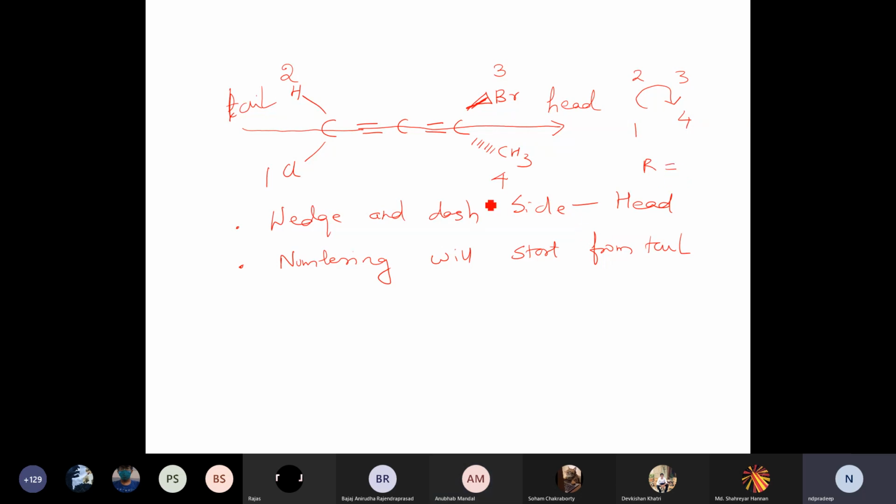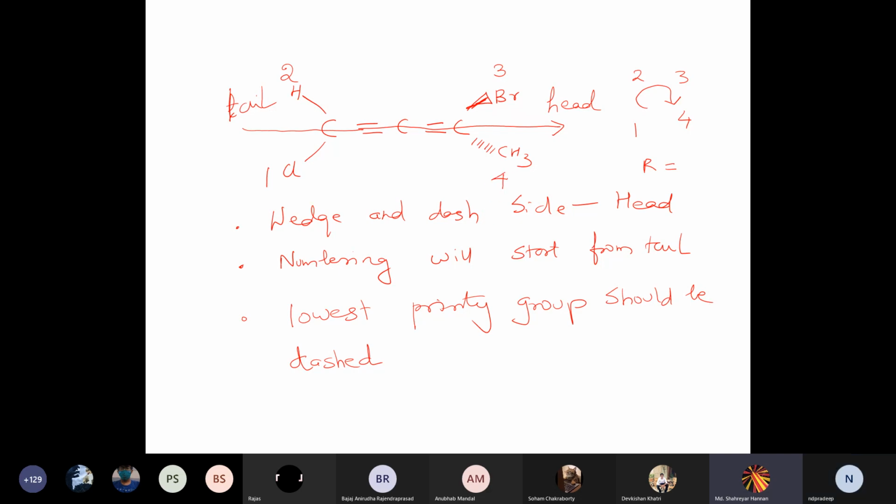Now the condition is that the lowest priority group should always be in the dash. The lowest priority group should be in the last, should be on the dashed side, not in the wedge part.